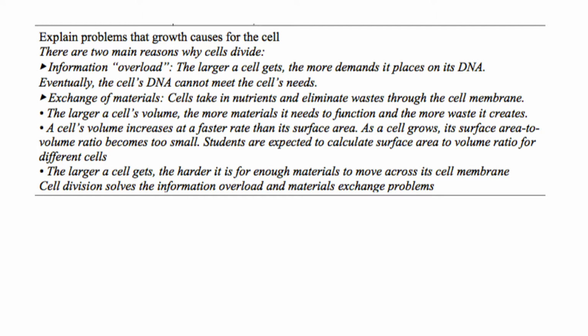The second reason is the exchange of materials. Now we know that the cell needs nutrients, so it takes in nutrients and the wastes are eliminated. Eliminated means it's thrown out through the cell membrane. So the larger a cell's volume, the smaller the surface area becomes. So you have to see the surface area to volume ratio. Surface area means the outside area of a cell, and volume means the inner contents of the cell.